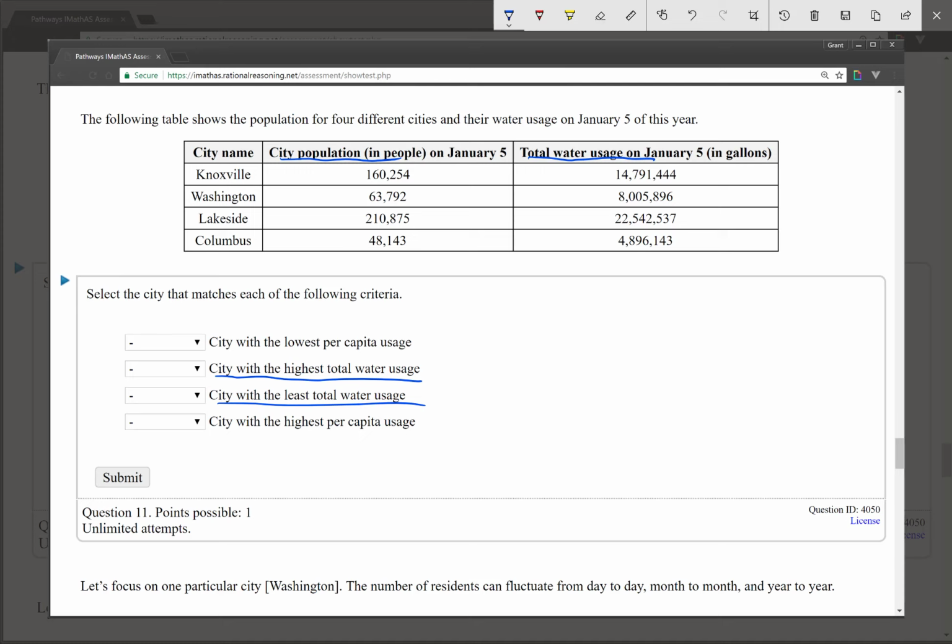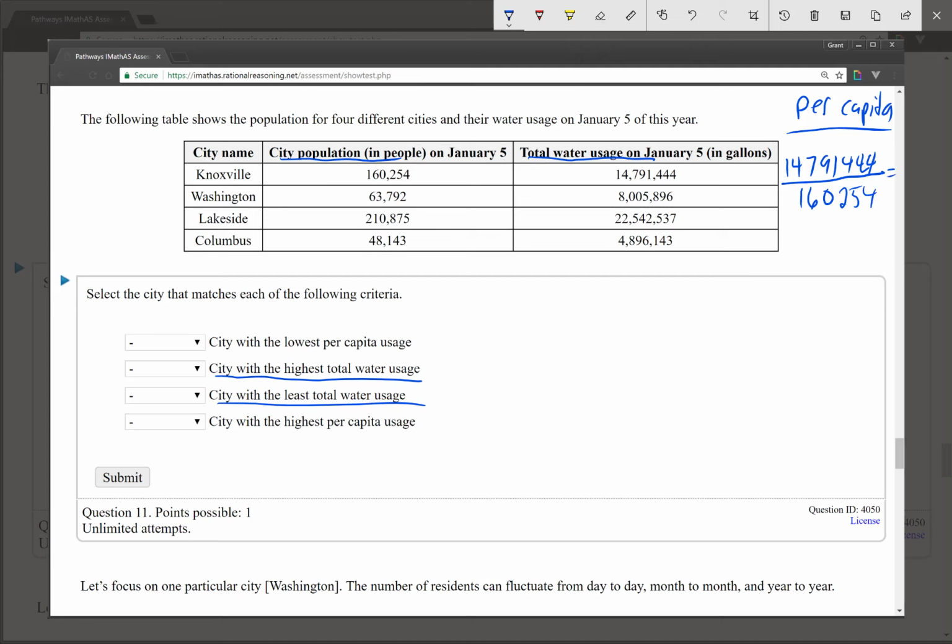And the per capita usage is the ratio of total water usage and the population. So if we were looking at per capita usage, then to compute this, for the first column, we would have to do 14791,444 divided by, I'm going to run out of space here, so divided by the population, which is 160,254. And this will give you a value.